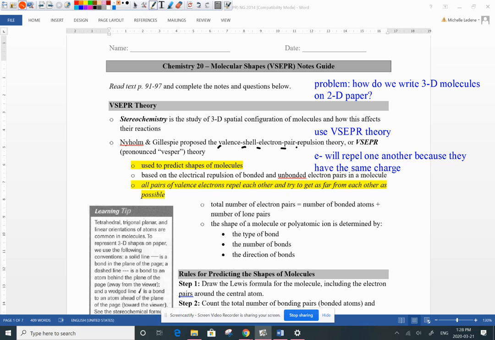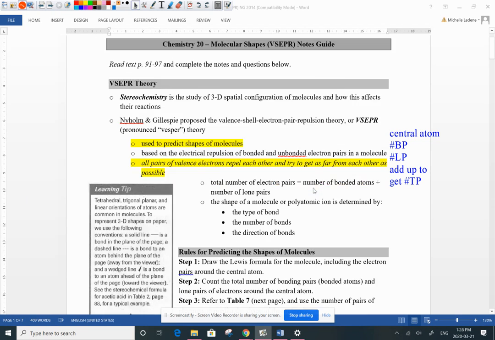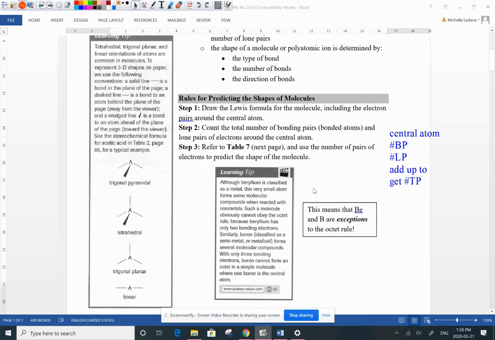What does that mean? Well, it means that electrons, because they have the same charge, they're negative, are going to repel one another. They're going to try and get as far away from one another as they possibly can. So how do we do these shapes? How do we predict them? Well, here are the rules that we're going to be using.